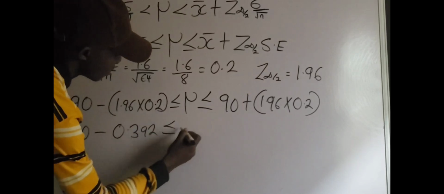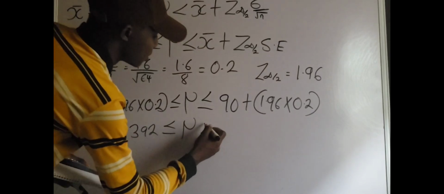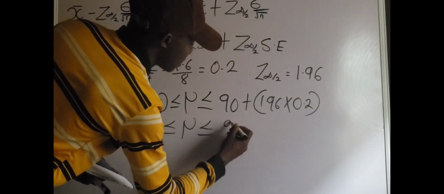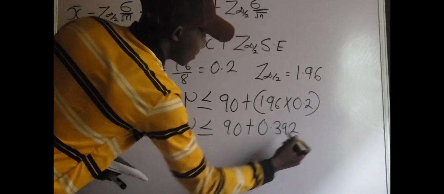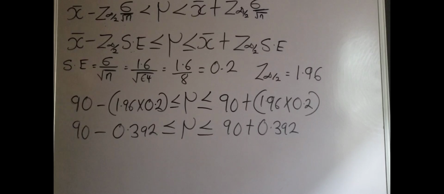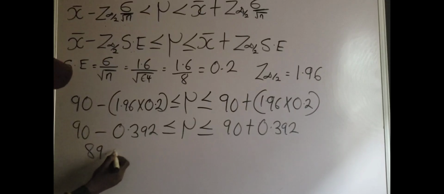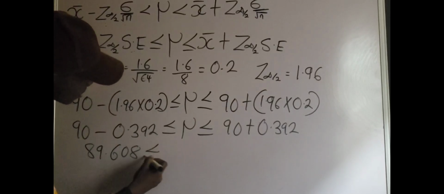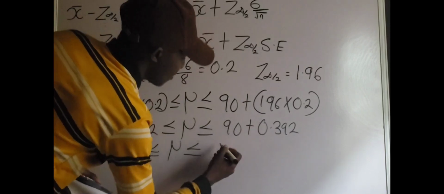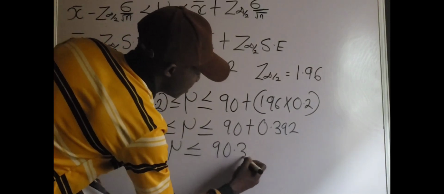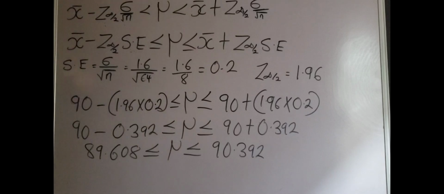0.392 less than or equal to the mean of the population, less than or equal to 90 plus 0.392. Now 90 minus 0.392 is 89.608. So 89.608 less than or equal to this. And 90 plus 0.392 gives 90.392. So you can leave your answer like this or approximate to 2 decimal places, but I prefer to approximate.